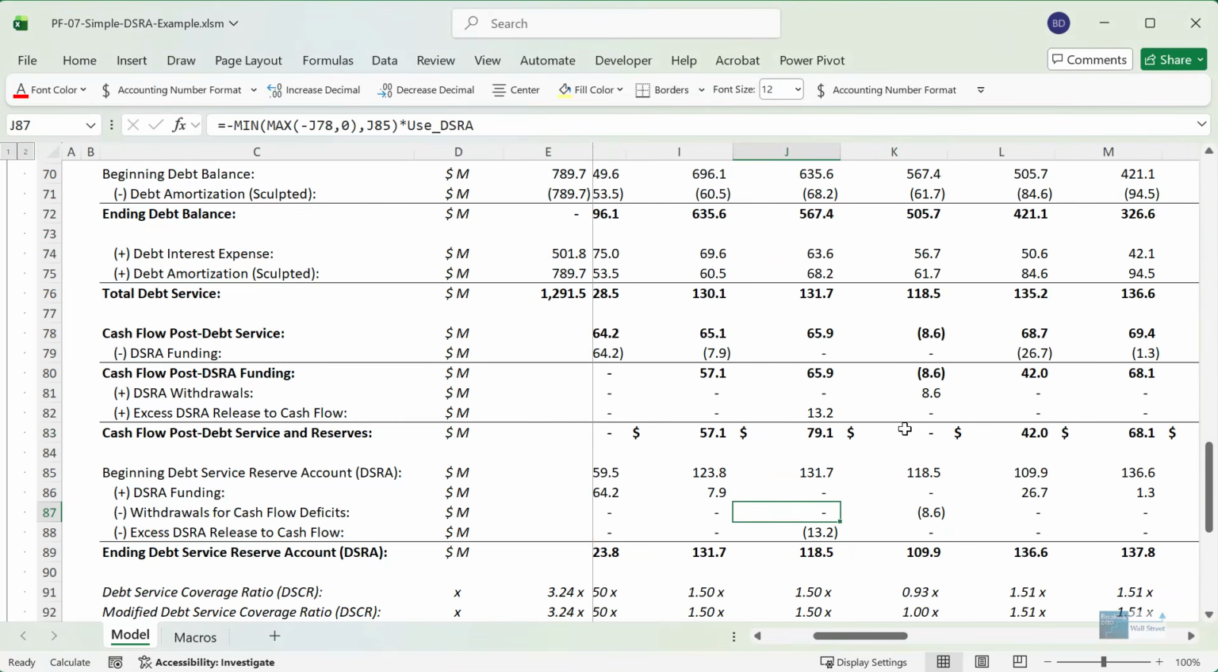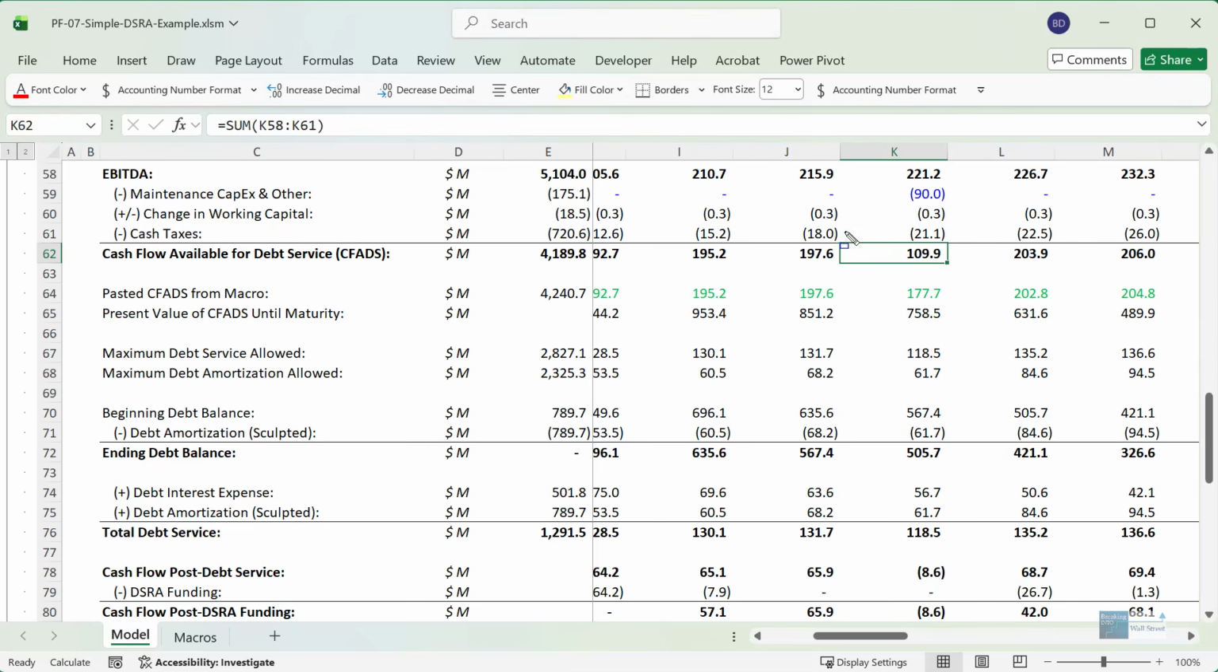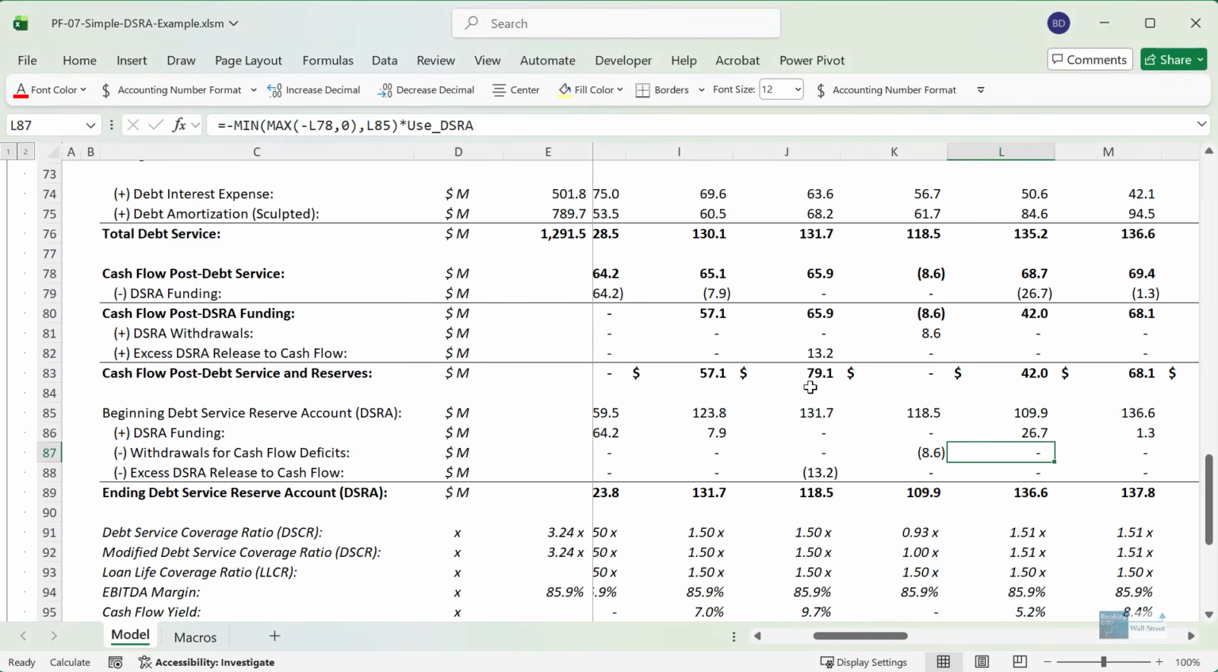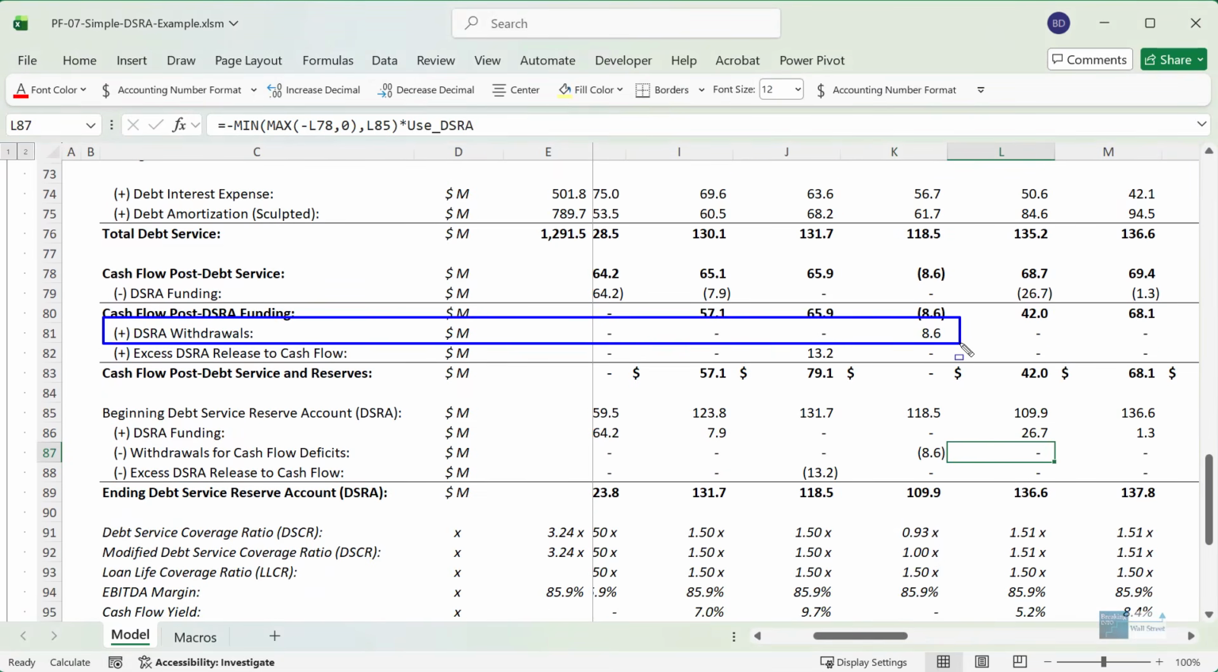But when we get to year 5, you can see what happens. We still get a much lower cash flow available for debt service, and as a result, our cash flow after the debt service year is negative, but the difference is that now we can actually withdraw something from the DSRA, this 8.6 million here, to fund this, and therefore the DSRA here covers the fact that our cash flows turn negative and prevents the equity investors from taking a loss.